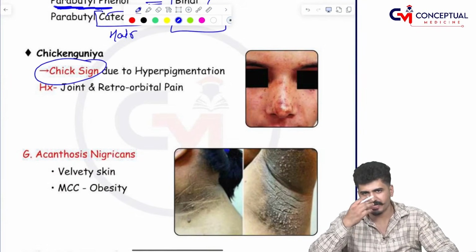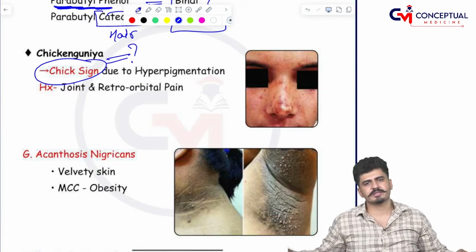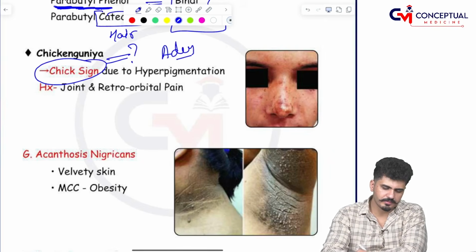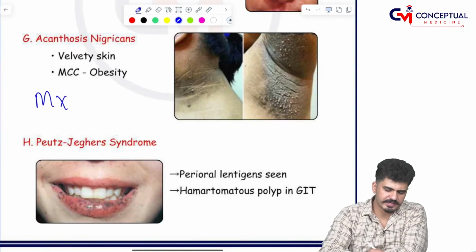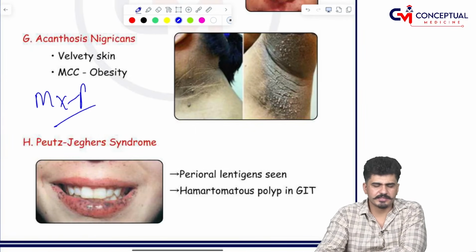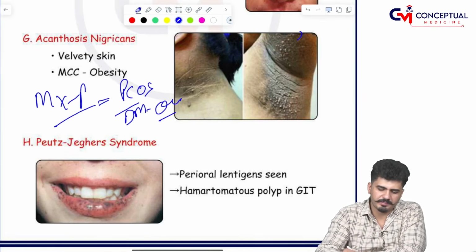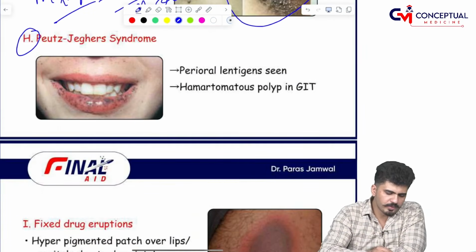Chikungunya, chick sign, there is hyperpigmentation. Can you tell me which mosquito is causing chikungunya? Aedes mosquito, right? Acanthosis nigricans is associated with metabolic syndrome X. Metabolic syndrome X is associated with PCOS, diabetes mellitus, obesity, and hyperpigmentation of the skin will be there, looking like velvet.